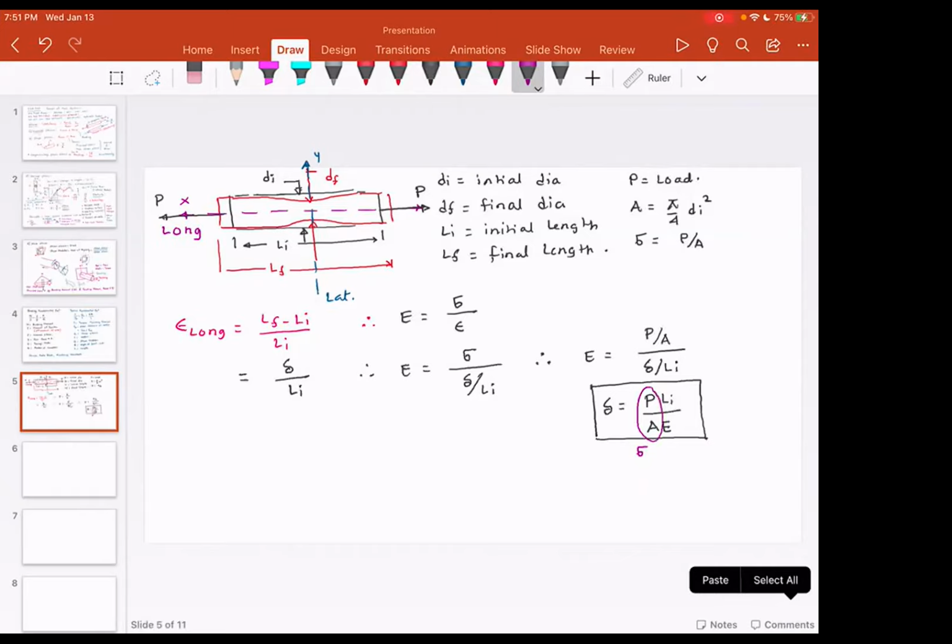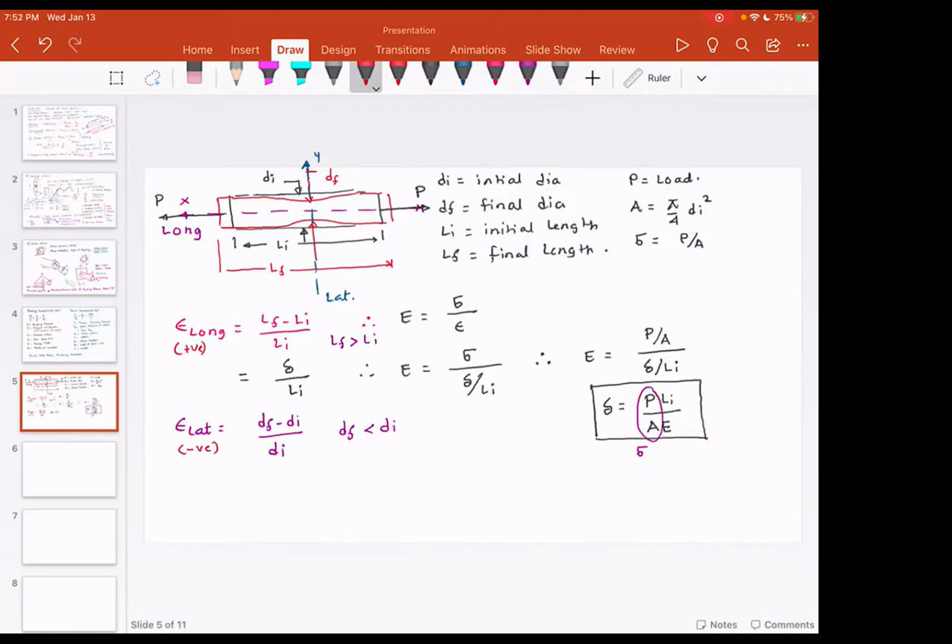Now I can do similar stuff in the lateral direction, but please note there is no force in the lateral direction. So I can say the strain in the lateral direction is the change in the length. Now here we have to be careful. So again, Df minus Di divided by Di. But please note, Df is less than Di. On the other hand, Lf is greater than Li, which means the longitudinal strain in this particular example is positive, but the lateral strain in this particular example is negative.